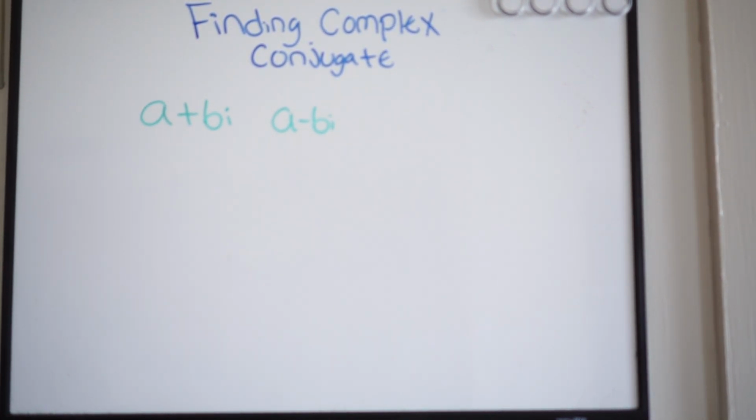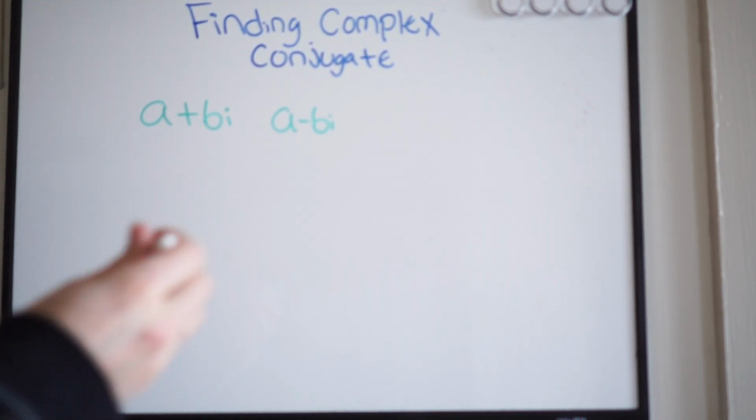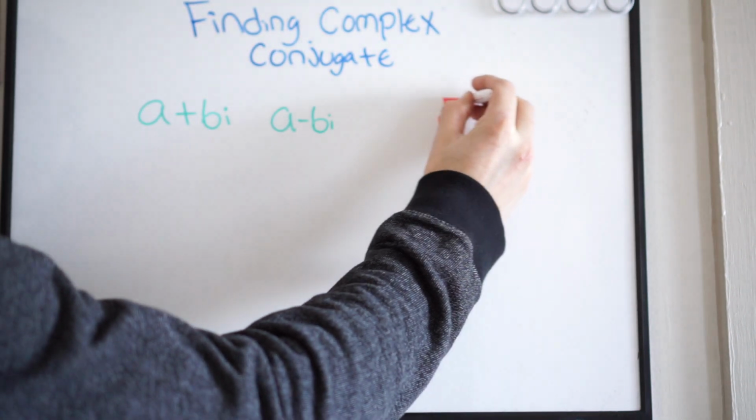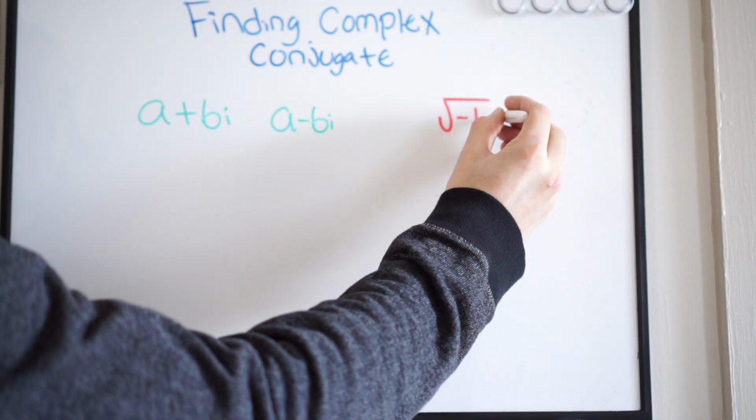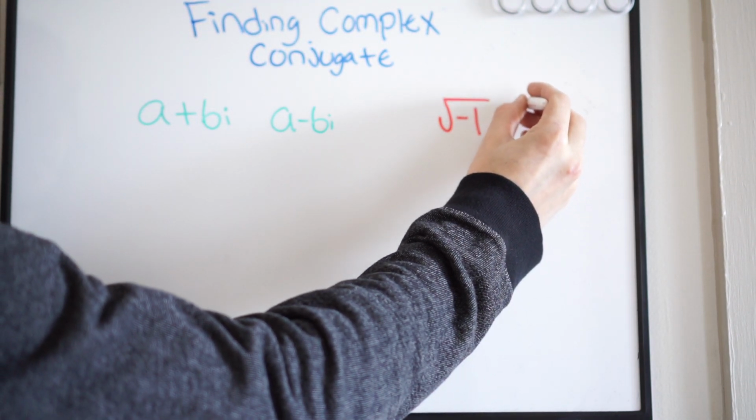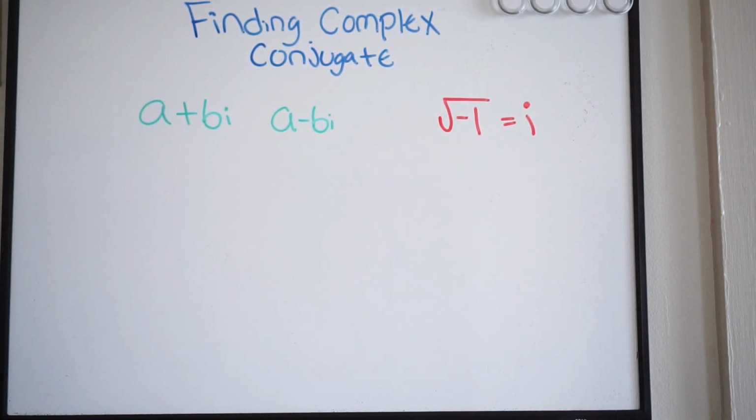Now, you also have to recall when you're finding the conjugate, what is the value of the square root of -1? So, if you've forgotten, let's write that. The square root of -1 equals i. So knowing this, let's go into our first problem.